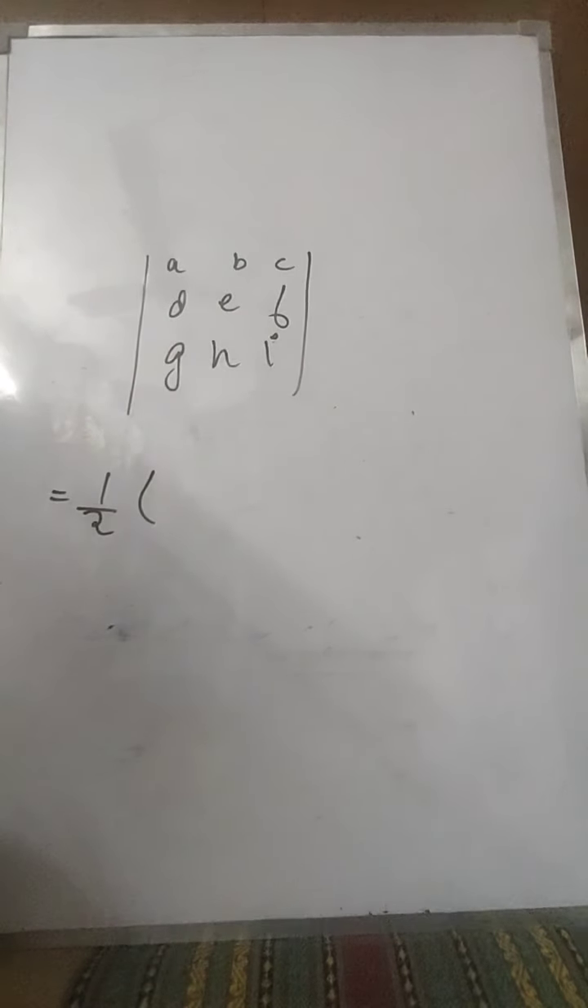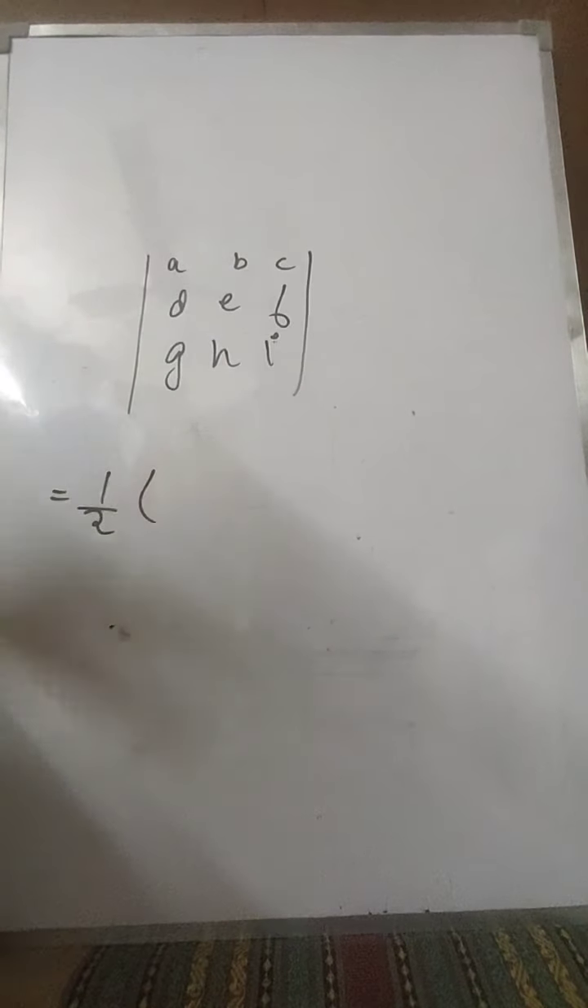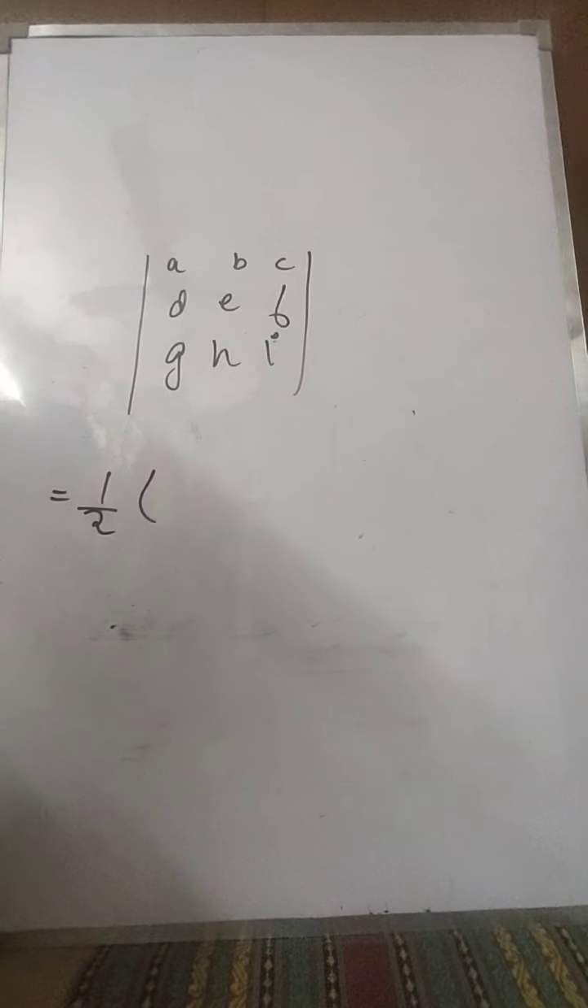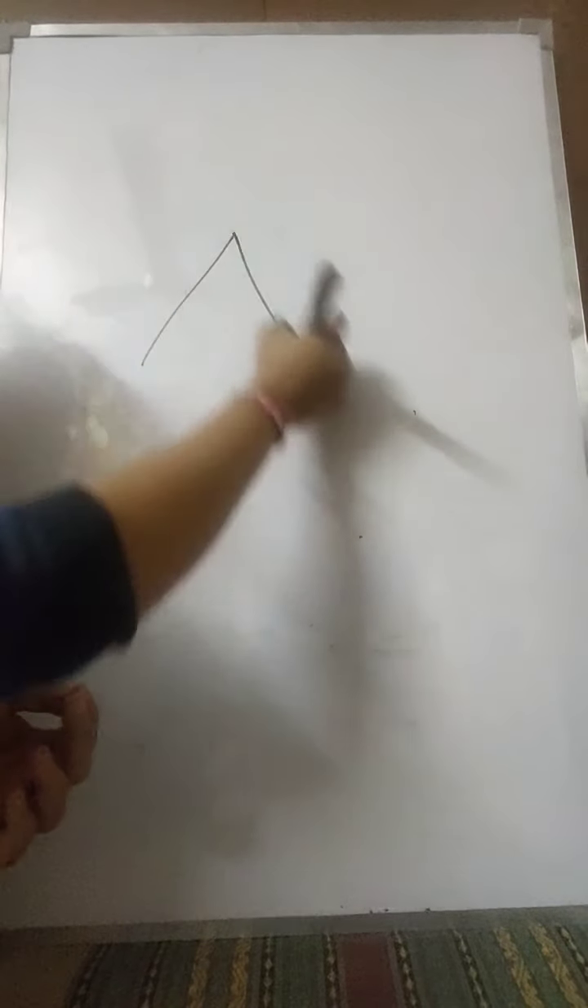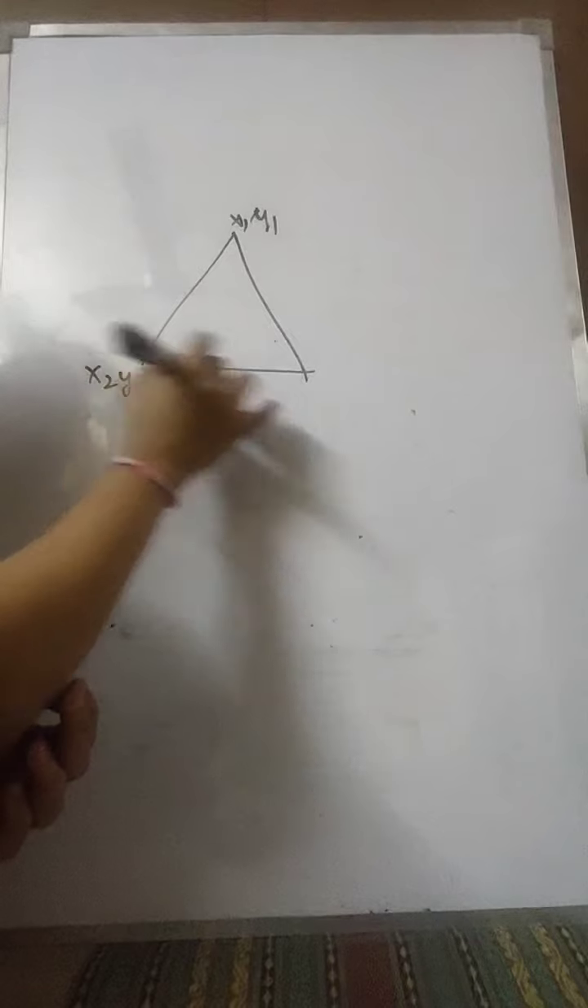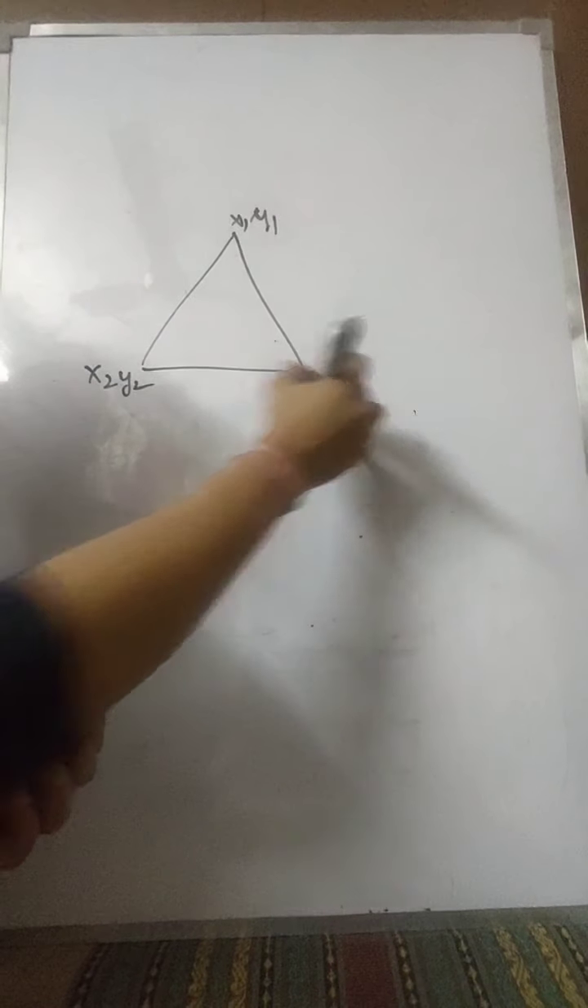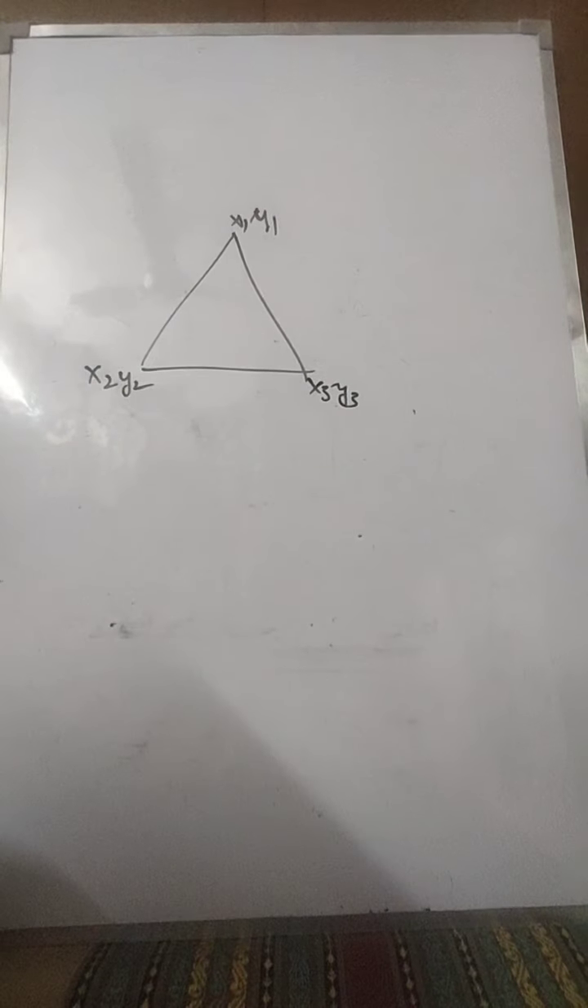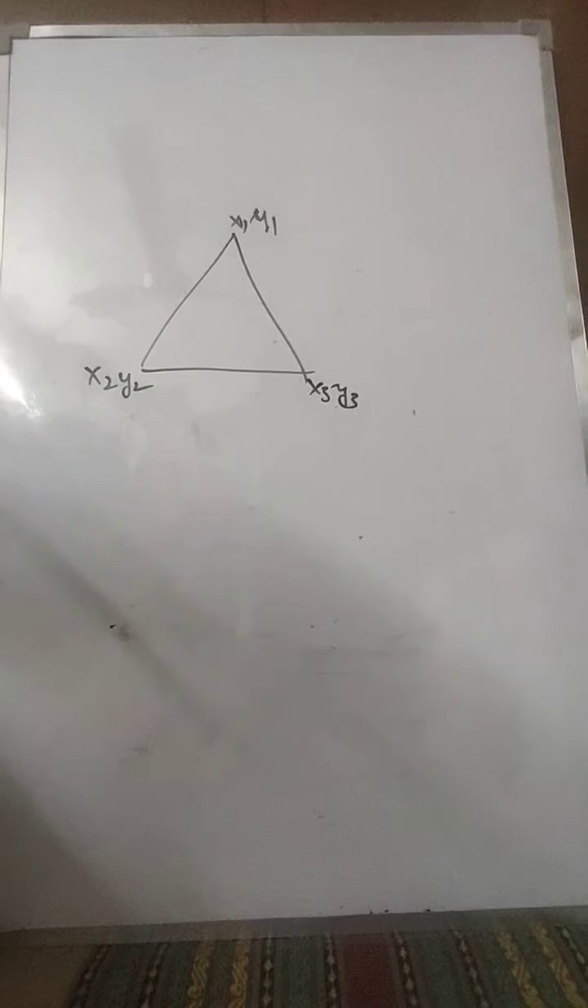Okay, half. I will take half. Or what I can do is I'll just work with XYZ. For example, I'll explain it in an easier way. X1, Y1, X2, Y2, X3, Y3. For example, these are the 3 points that I am having.